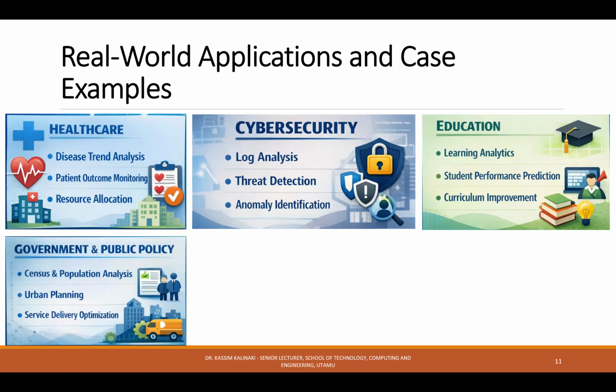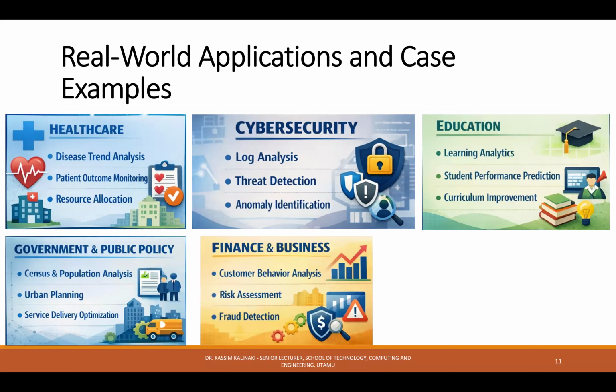Government and public policy, like census and population analysis, I've been telling you about the UBOS thing, urban planning, service delivery optimization. All this is the application of data science. We have finance and business in the banking industry, fraud detection and stuff. All that is possible because of data science.